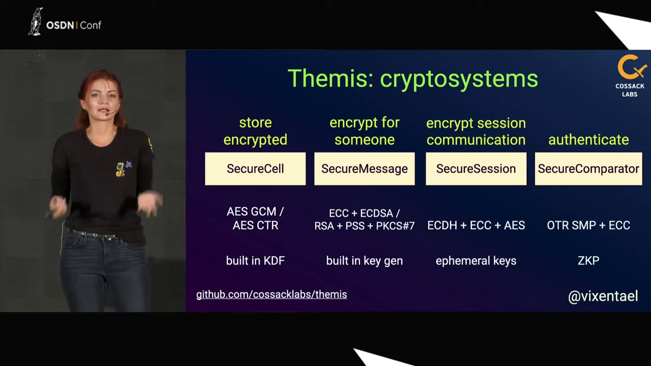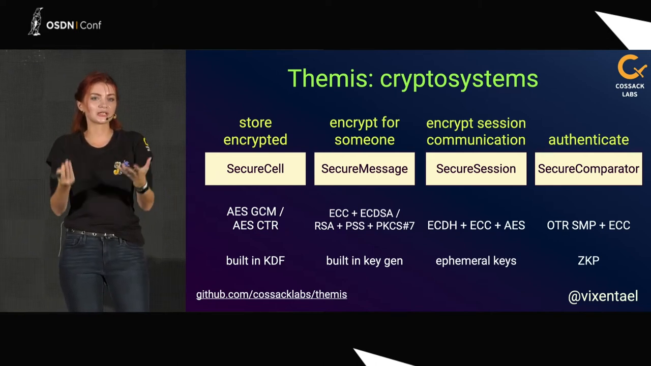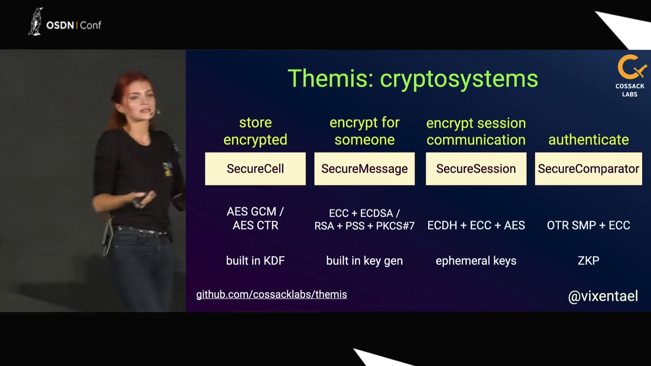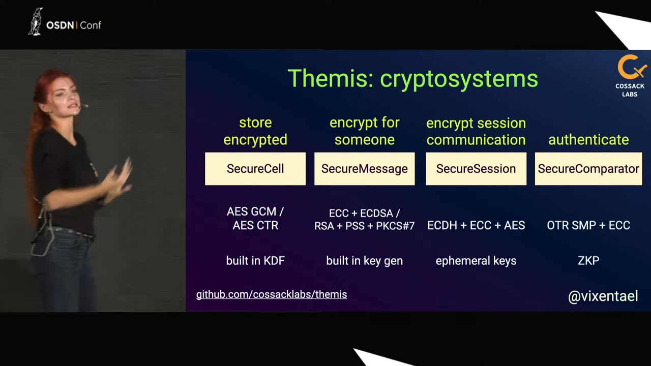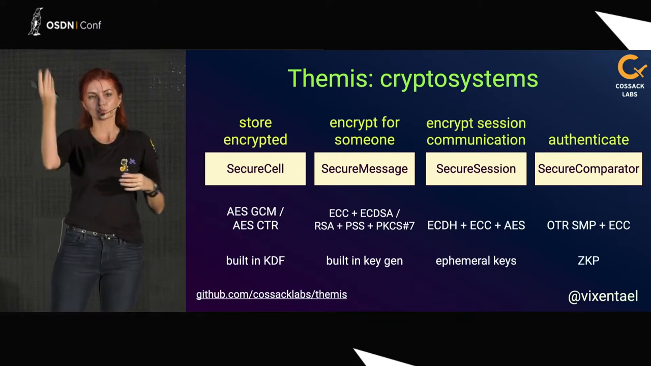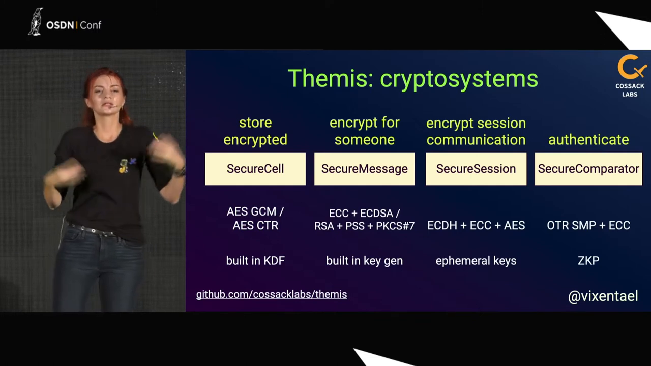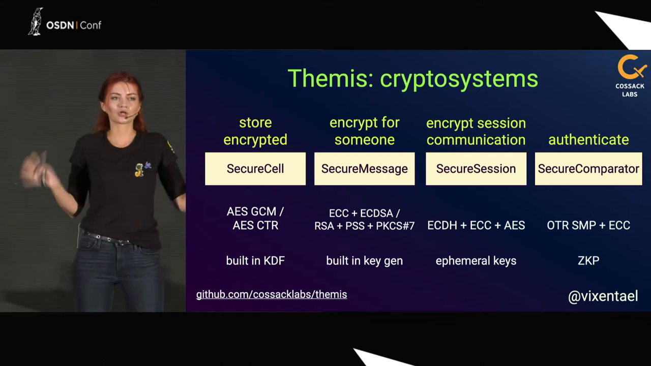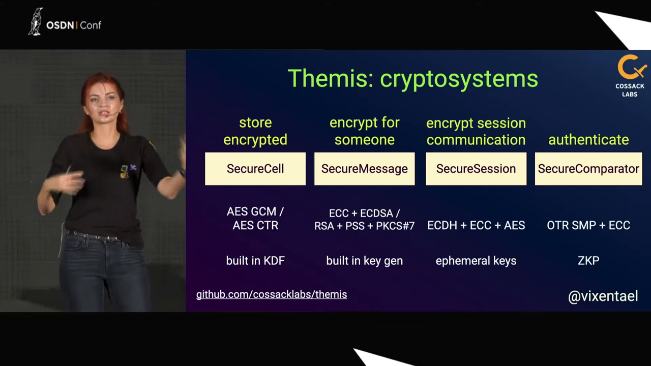So Secure Cell is an encrypted container. Do you want to store data securely? Okay, you put it in Secure Cell, it stays secure. Secure Message is a way to send data to someone, from Alice to Bob. You put data in Secure Message, you send it. Secure Session, well, the idea is pretty obvious. I won't talk a lot about cryptography here, this is just to give you an example.